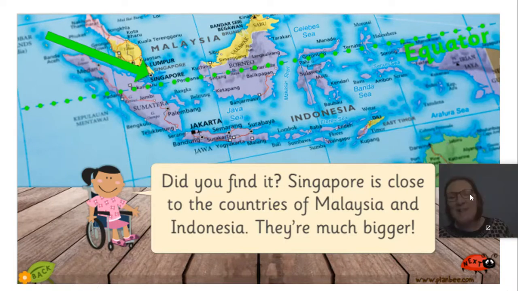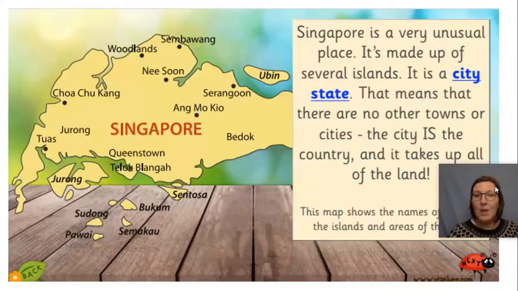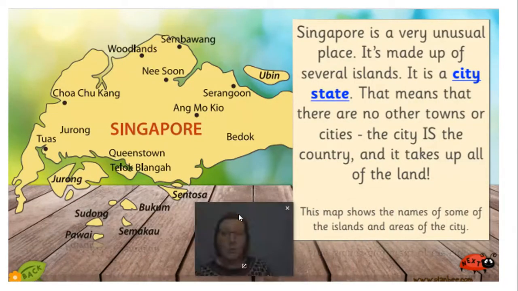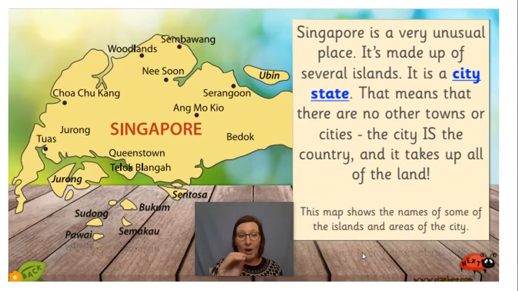So Singapore is close to the country of Malaysia and Indonesia, but Singapore is very small. Malaysia and Indonesia are much bigger. Now, Singapore is a very unusual place because it's made up of several islands. Can you see here all of these little islands? So this is the island here, and then we've got all of these other little islands too. But it's a city-state. That means there's no other towns or cities. The city is the country. Singapore is a city, but it's also the country because it takes up all of the land.